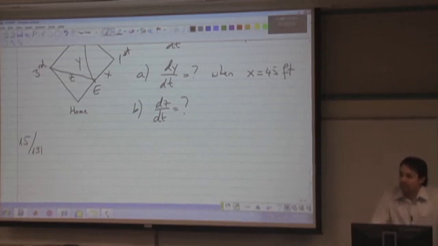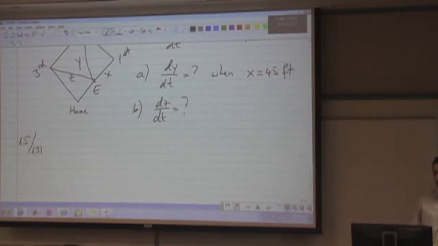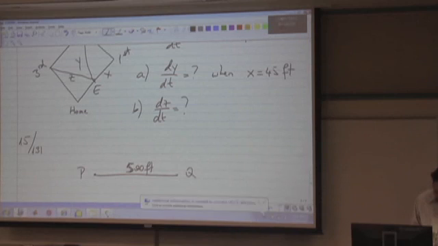Okay, so how do we set it up? First things first, we read the problem. Let's draw a diagram. It seems that they leave from 2 points to 2 different points, right? So let's figure out what those points are. If I start with a point P, the woman starts walking 500 feet east of P. So if this is P, and then this is Q, then this is 500 feet. Right?